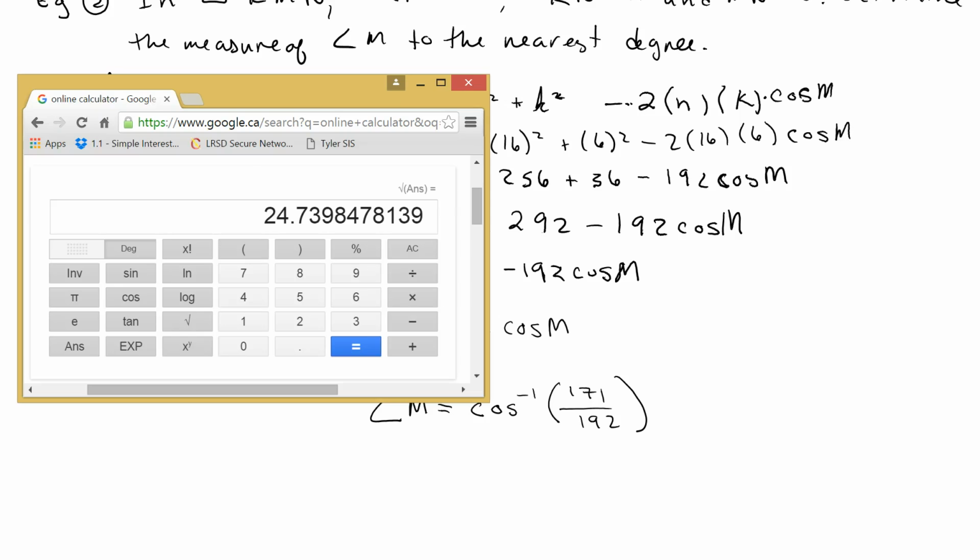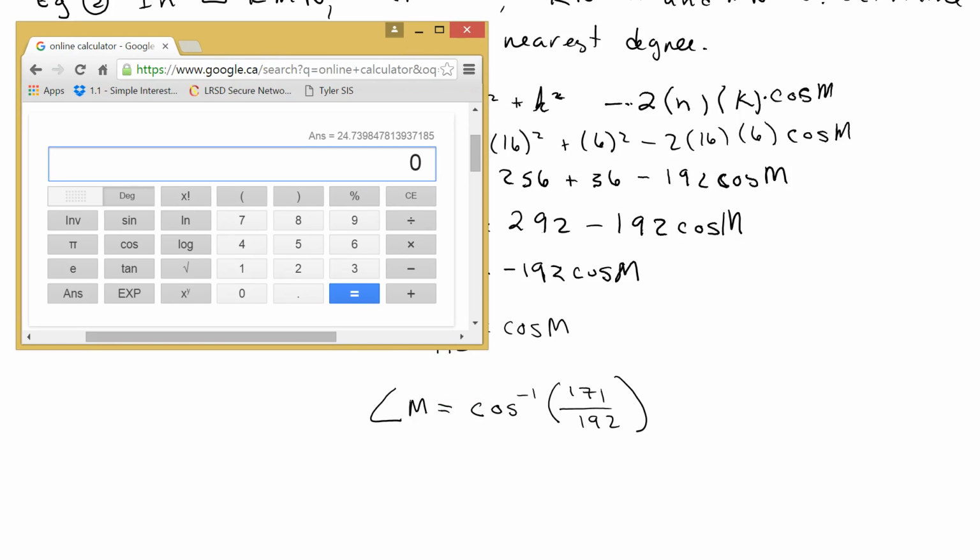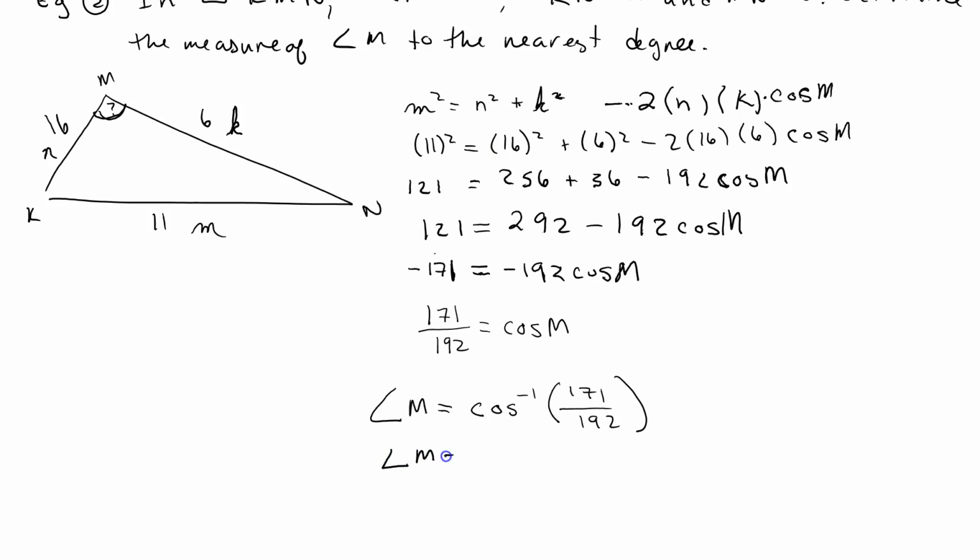I'm going to punch that into my calculator here. I'm just showing you the keystrokes of how I would do it. As long as you're getting the right answer, it doesn't matter to me what you do. So I go 171 divided by 192 equals. Okay, so I got that. So I'm going to say the inverse cos of the answer is going to be 27.048. But remember, it's to the nearest degree. So angle M is simply 27 degrees.